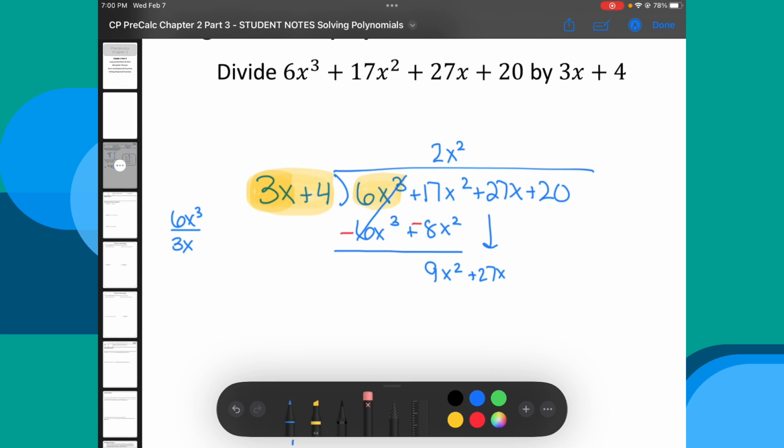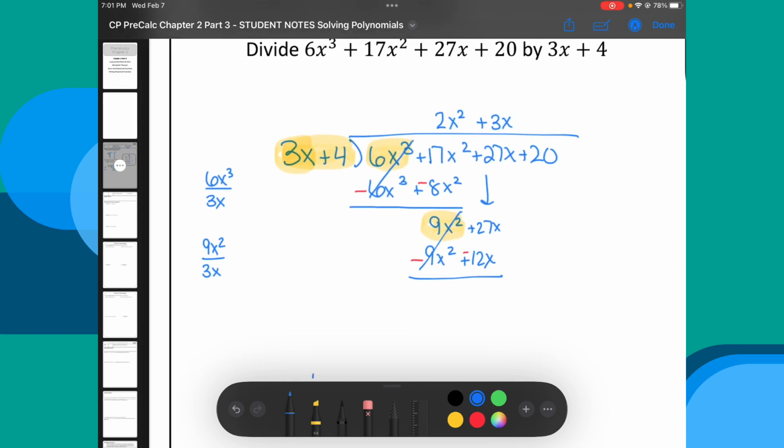We then repeat the same process. So how many times can 9x squared get divided by 3x? Oh, sorry, not 3x squared, 3x. So we know that's 3x. So then we multiply. And when we multiply both terms, we get 9x squared plus 12x. We come through and we subtract, always in another color. The first 2 cancel, and 27x minus 12x is going to give us 15x.